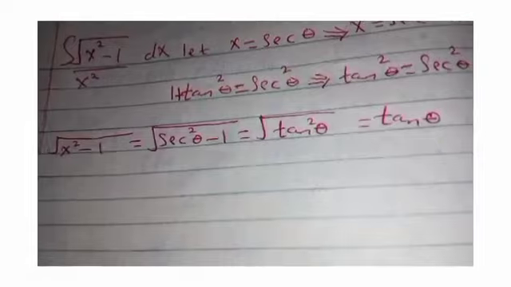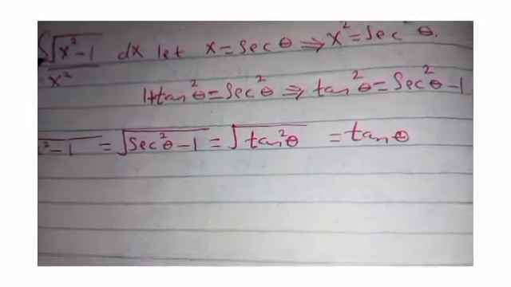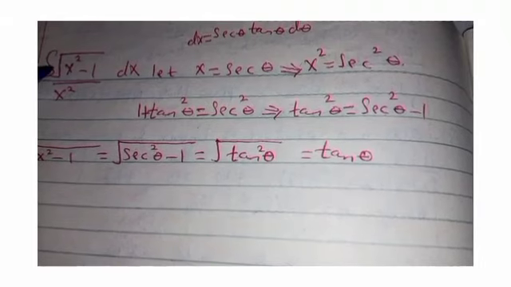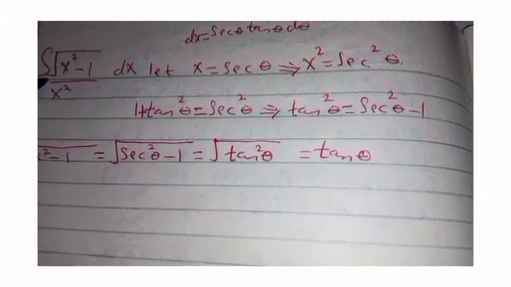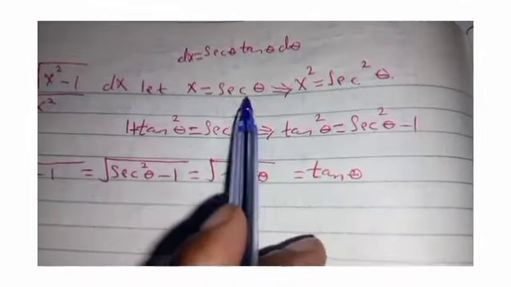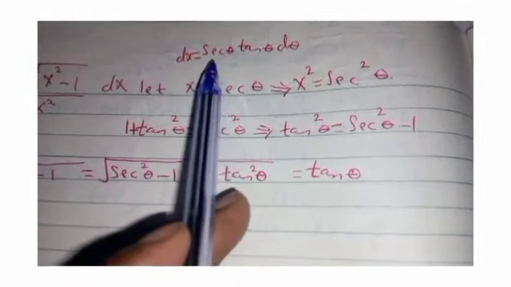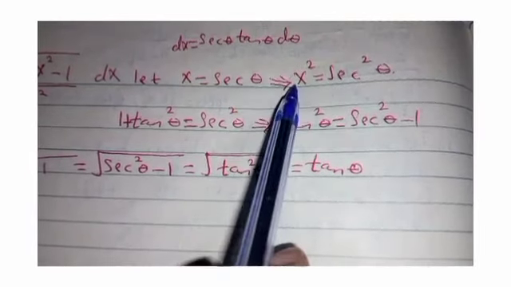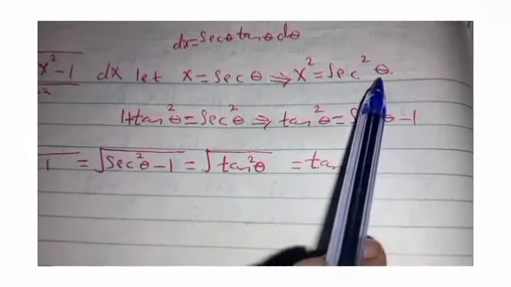This is Calculus 2, integration by substitution of trigonometric function. So we want to integrate the square root of x squared minus 1, divided by x squared, dx. We are going to let x be equal to sec theta, meaning that dx is equal to sec theta tan theta d theta. When we differentiate this, x squared will give you sec squared theta.